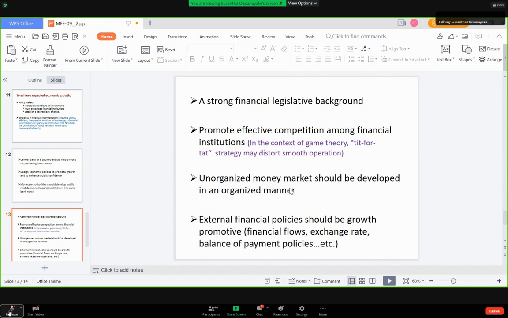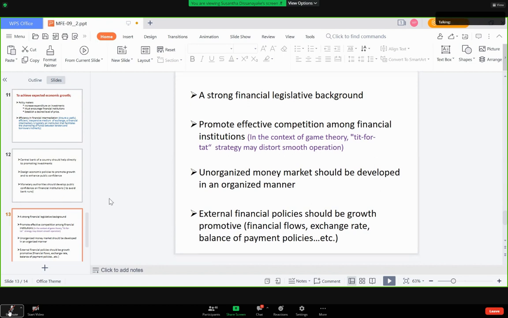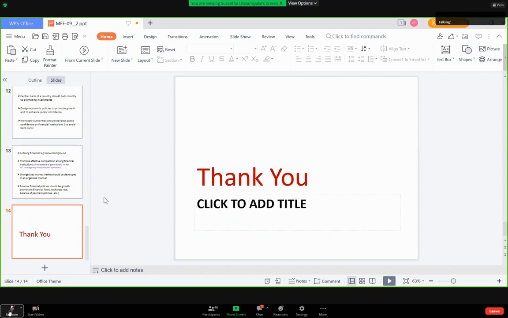And the unorganized market should be developed in an organized manner. If anyone is unorganized or illegal, we need to bring them into the legal framework, as I discussed in the microfinance business. External financial factors should be growth promotive, such as the exchange rate and balance of payments. That means all these things need to be in a stable manner, so the economy could perform smoothly.